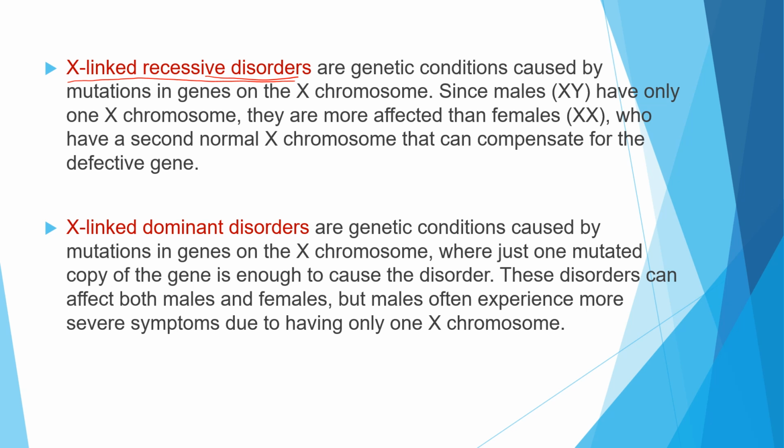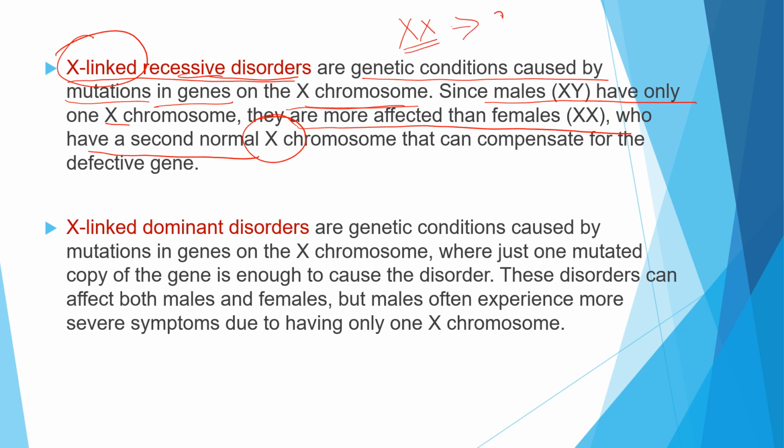These are the genetic conditions caused by mutations in genes on X chromosomes. Okay, X-linked recessive. Since males, XY, have only one X chromosome, they are more affected than females, who have a second normal X chromosome. If one of the X chromosomes is affected in females, it doesn't matter because they have another X chromosome, so they are likely to be carriers. But in males, if they have this affected X chromosome and another Y, there are chances of this male getting affected.